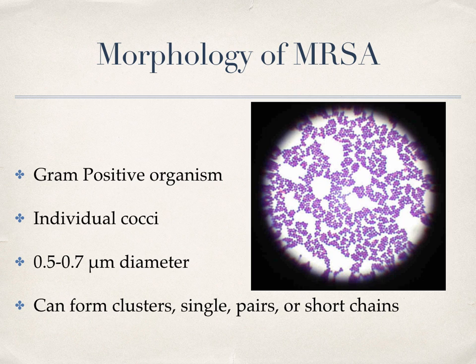Microscopically, S. aureus is a gram-positive organism characterized by individual cocci measuring 0.5 to 0.7 micrometers in diameter. The organisms can occur singly, in pairs, or in short chains with a strong tendency to form clusters.